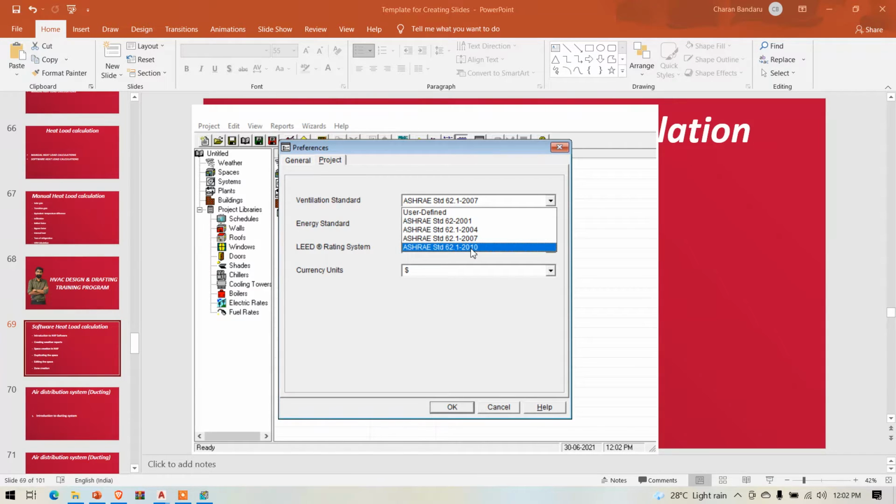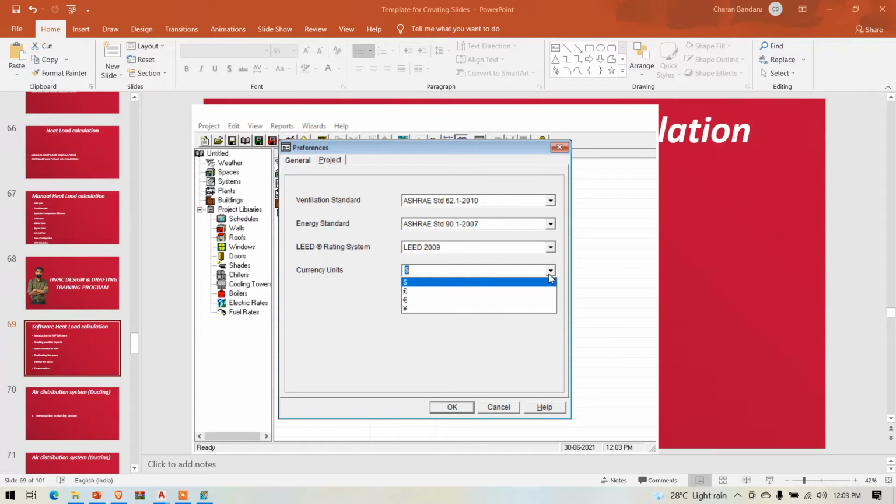So here we have ASHRAE standard 62.1 2010, and I am considering this one. The energy standards we also consider the same, and LEED we are not going to change; as per the default, we consider LEED. And the currency is given in dollars, because we are following the American standards, right? If you want euros or other currencies, you can take them, but since we are following American standards, we are going to take dollars.